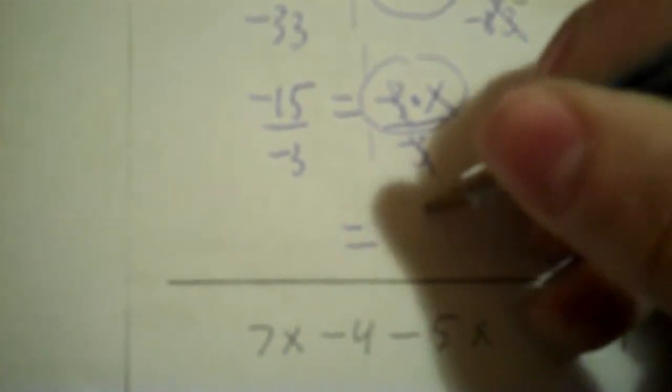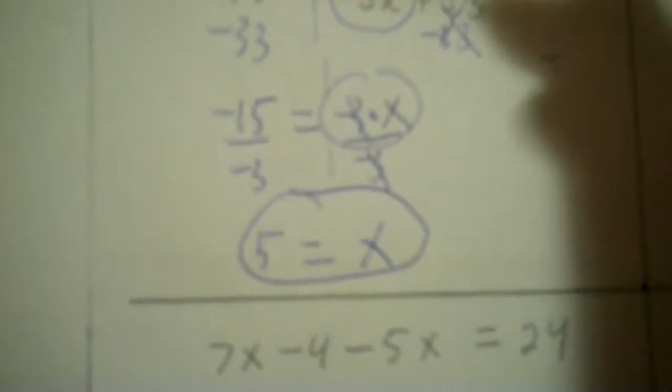And then I've got negative 3 times x. I've still got times, so then I need to divide to solve it. Divide by negative 3, divide by negative 3. Negative 15 divided by negative 3 is positive 5.